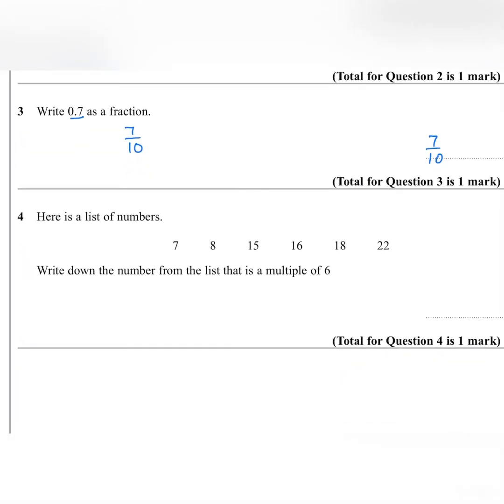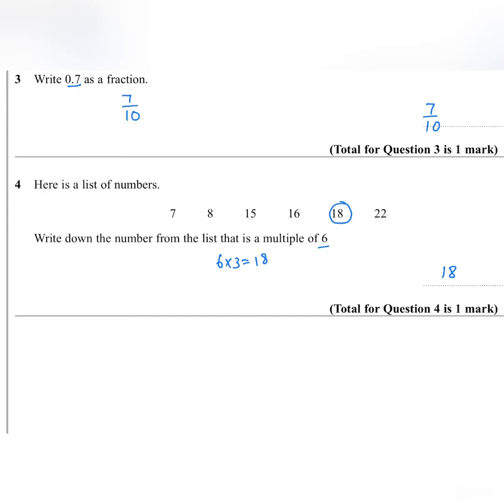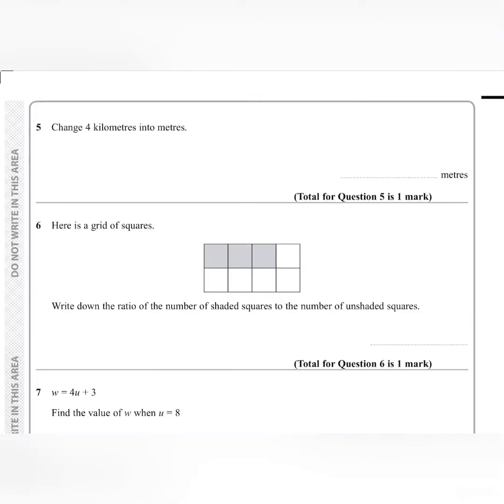And question number 4 says, here's a list of numbers, write down the numbers from the list that is a multiple of 6, okay? Now, we can find one here, which is 18, because 6 times by 3, that makes 18. So 18 is a multiple of 6, okay? Question number 5, change 4 kilometers into meters. There are 1,000 meters in 1 kilometer. So 4 times by 1,000, that is 4,000 meters.